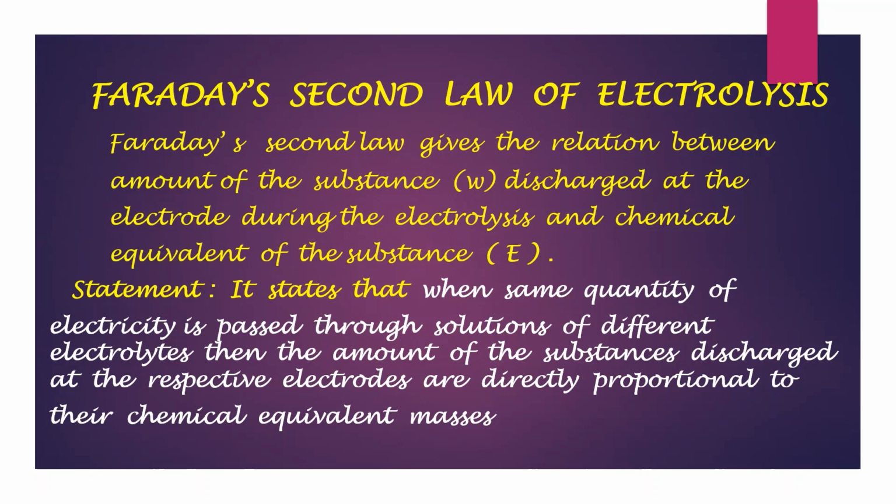So my dear friends, in this Faraday's second law, the quantity of electricity that is passed through different solutions of electrolyte is the same. So the quantity of electricity is not taken into picture, only the relation between the amount of the substances discharged at the electrode and the chemical equivalent masses are related to each other. When the same quantity of electricity is passed through solutions of different electrolytes, then the amounts of substances discharged at the respective electrodes are directly proportional to their chemical equivalent masses.